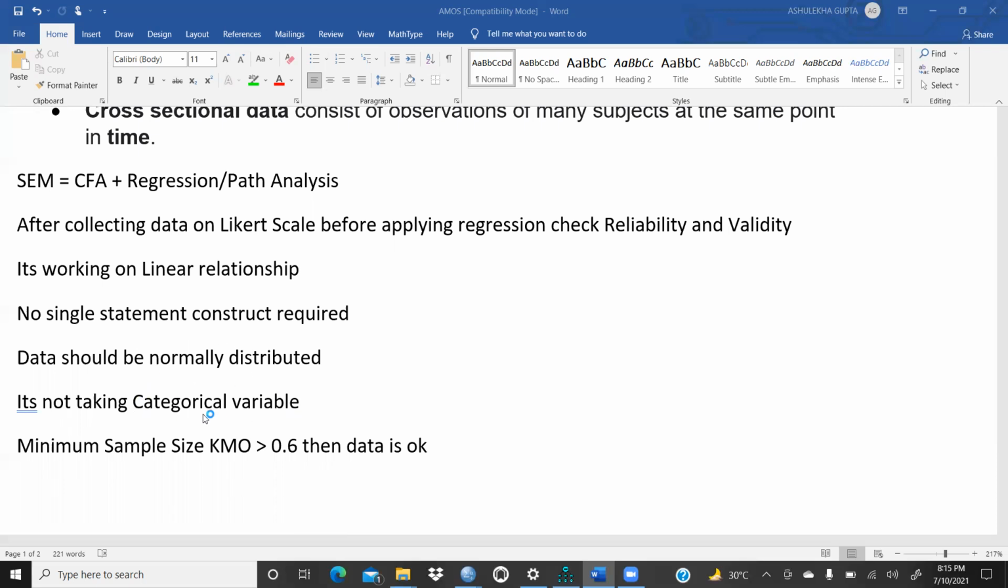The same is here. SEM would not be operational on a categorical variable. And for minimum sample size, KMO should be greater than 0.6, then the data is okay. Otherwise, your data is not okay.